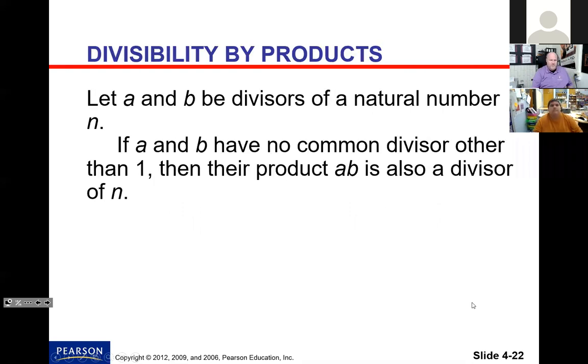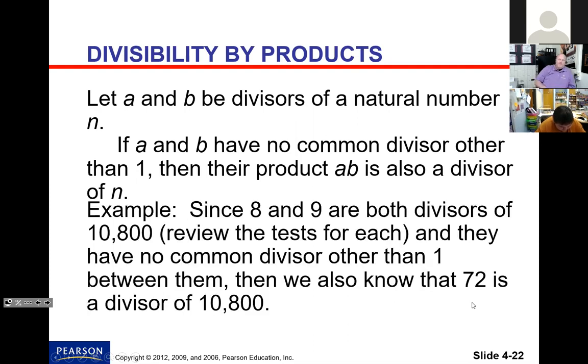Last one here, 4.2, divisibility of products. So if A and B have no common divisor other than 1, and when I say that, so for instance, A, B have no common divisor, like a 2 and a 3. The only one they have for divisors is 1. Actually, here, let's look at the example. 8 and 9 are both divisors of 10,800. So basically, is 10,800 divisible by 8? Yes. Is 10,800 divisible by 9? Yes. So both 8 and 9 are divisors of that big number.